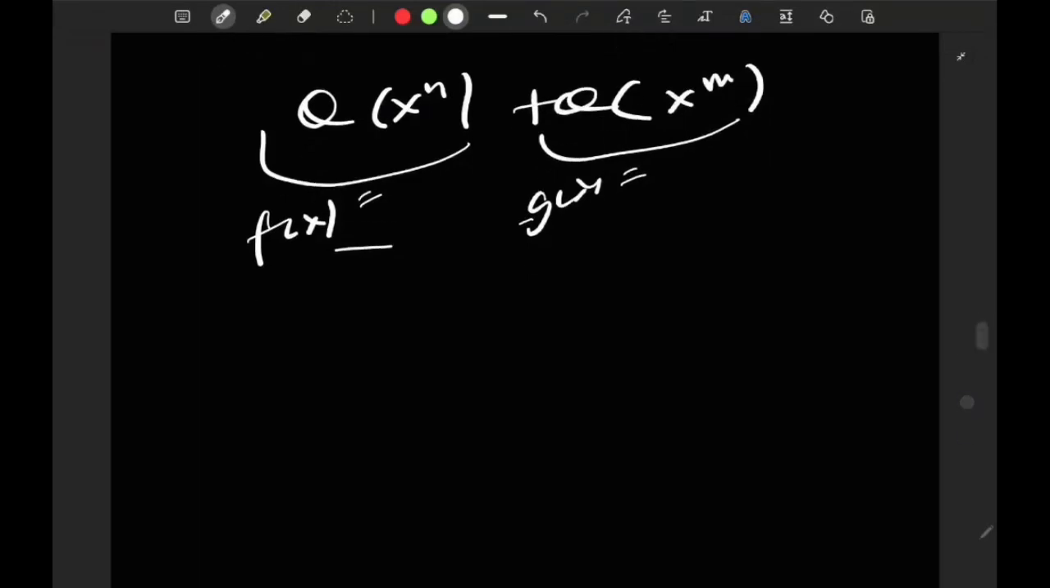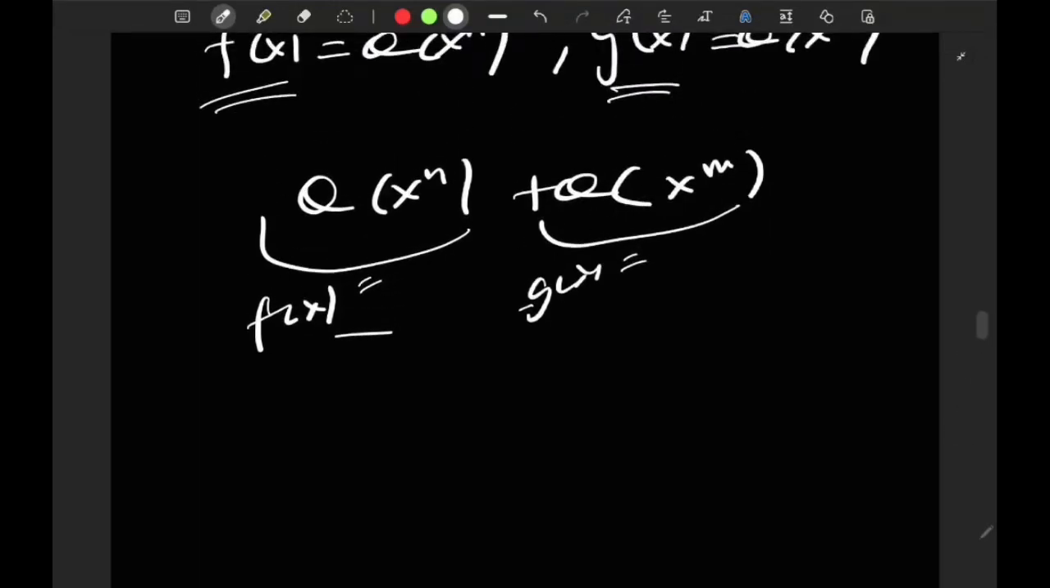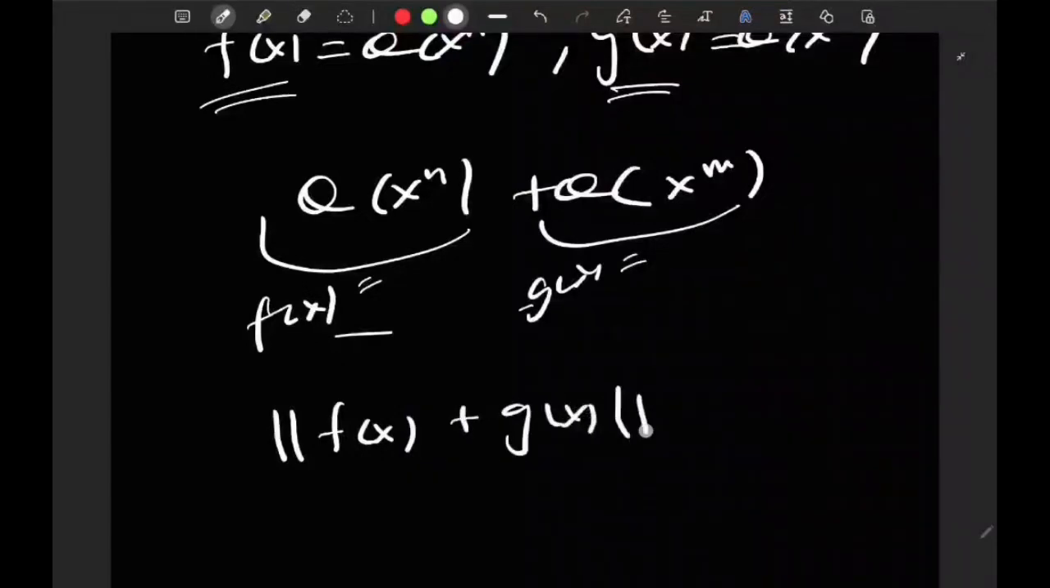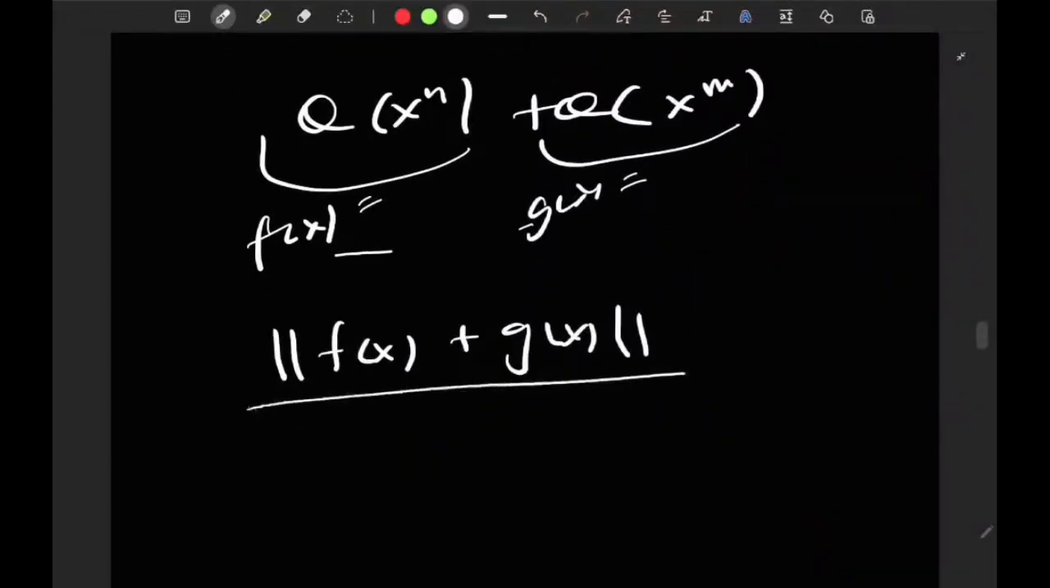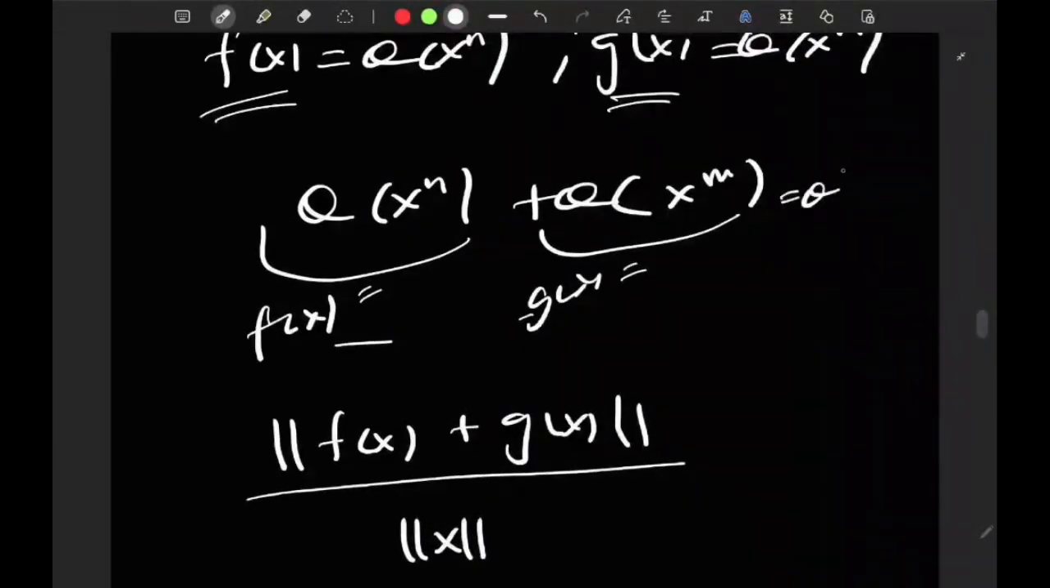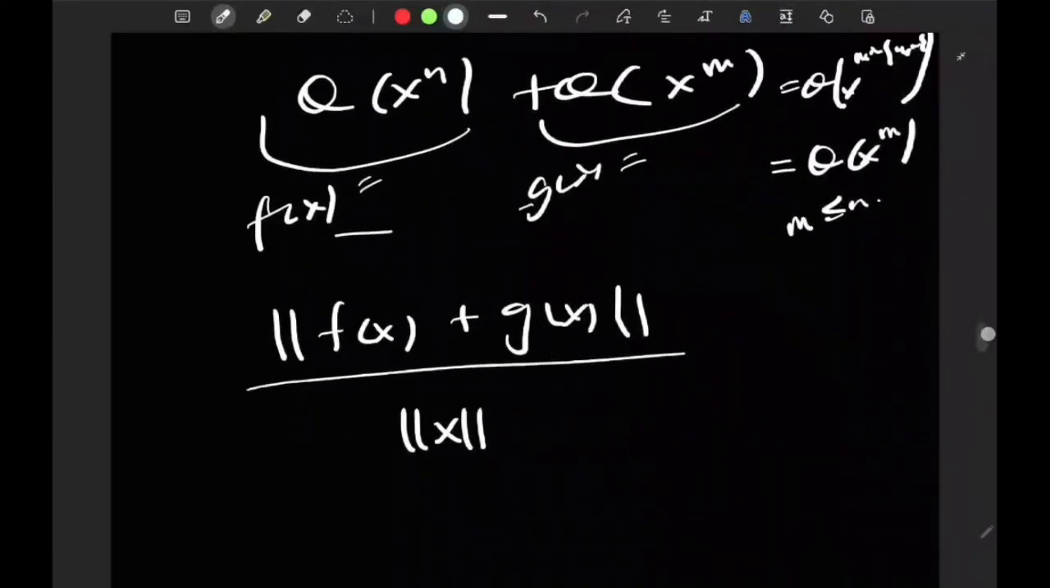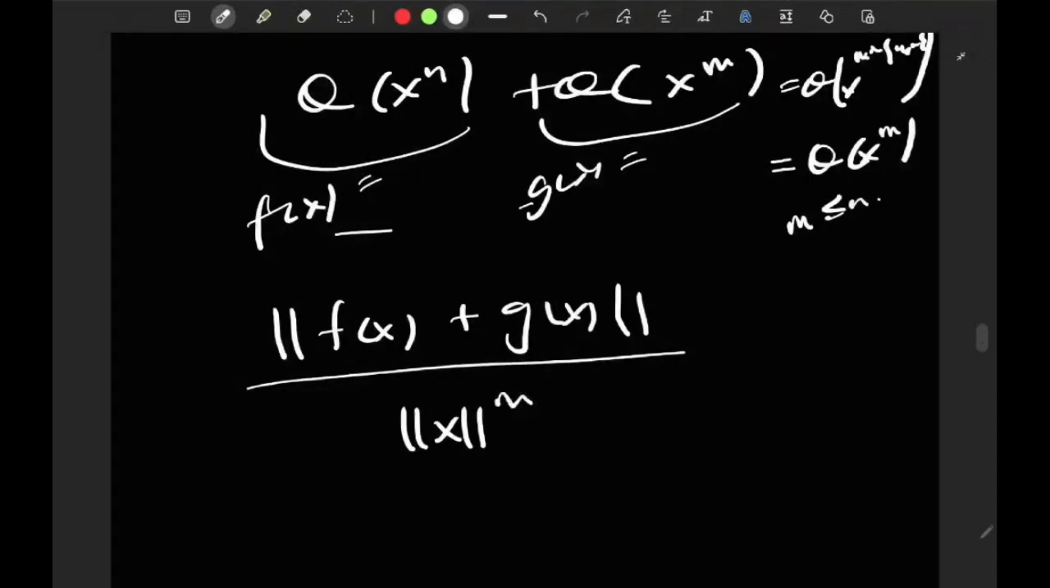So the thing is, if you are adding two functions which have these little o of x to the n, you're talking about the norm of f of x plus g of x, and you want to check if this, when divided by the norm of x to the power, so this is the same as little o of x to the power minimum between n and m. And just so we don't use confused notation, let's just say little o of x to the m, assuming that m is less than or equal to n. Then you're checking if this thing goes to 0.